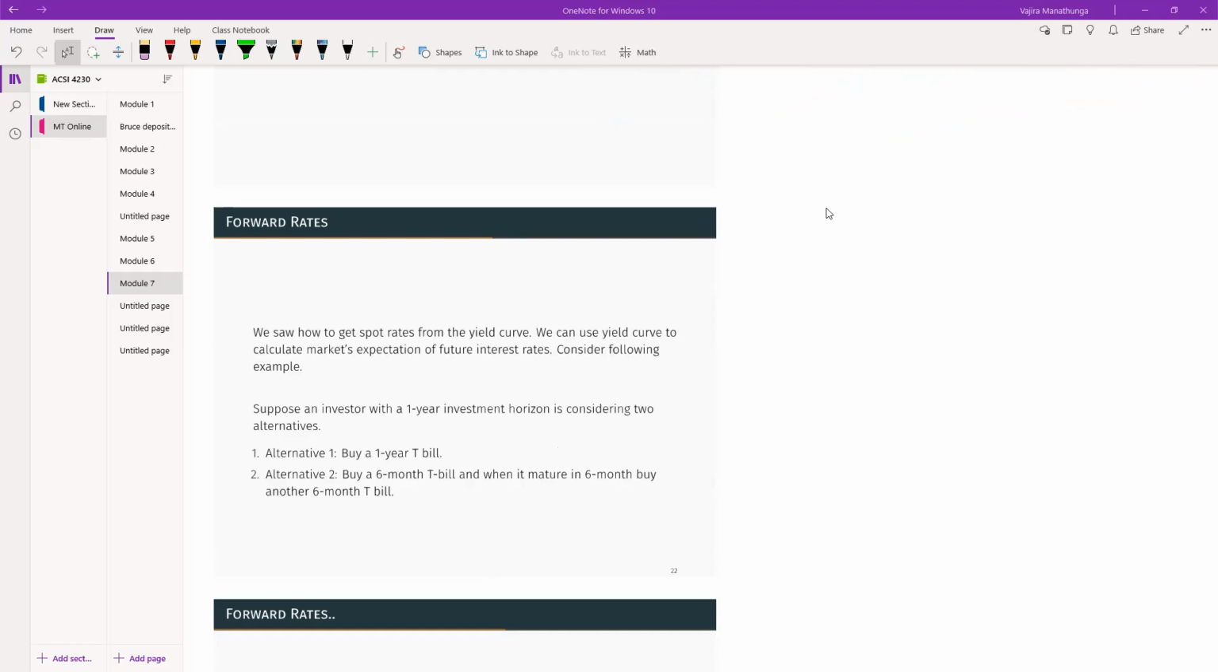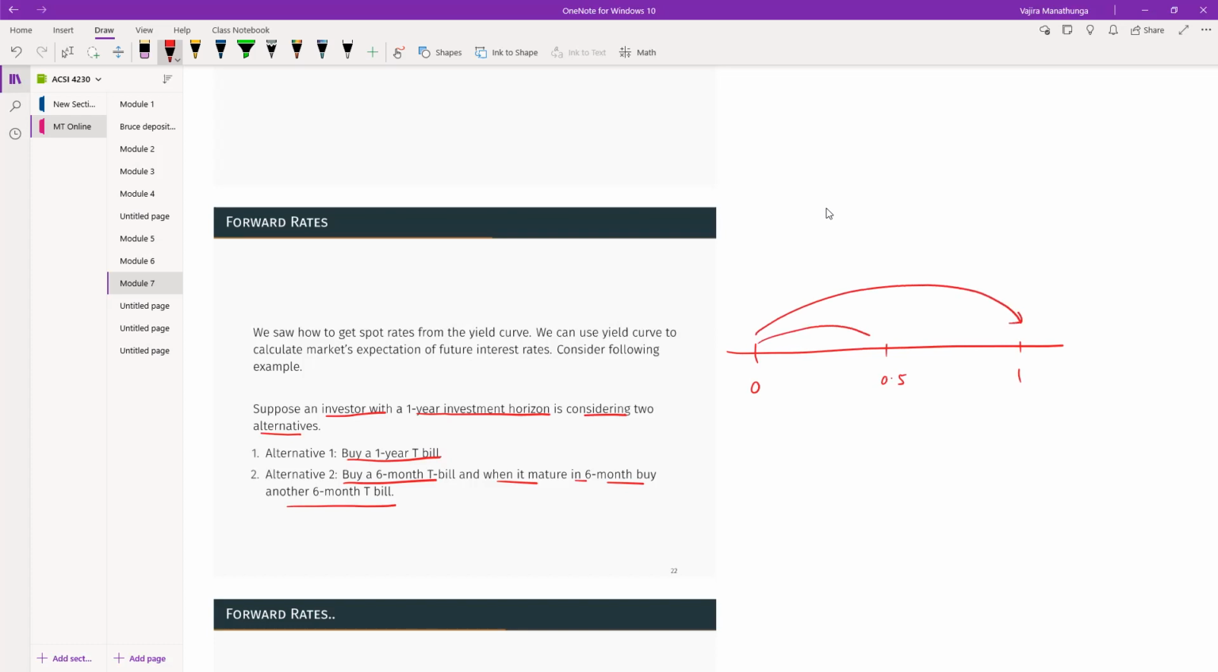So here's a scenario. Suppose an investor with 1 year investment horizon is considering two alternatives. One is buy 1 year T-bill. Then the second one is buy a 6-month T-bill, and when it matures in 6 months, buy another 6-month T-bill. So basically, timeline wise, it would look like this. So you either buy for 1 year or buy for 6 months. Then from there you buy another 6 months.